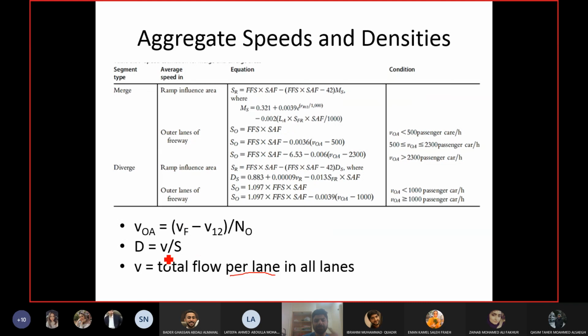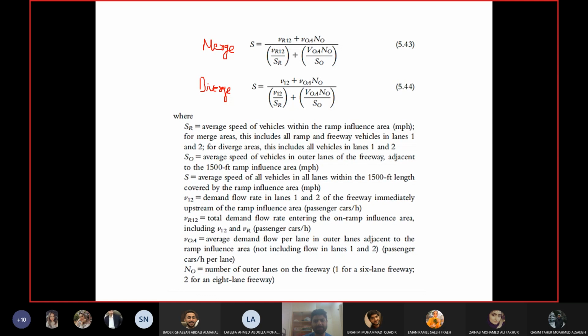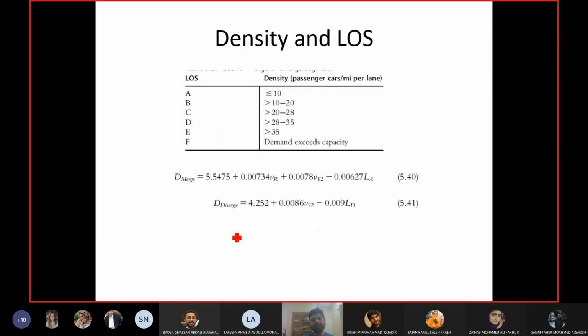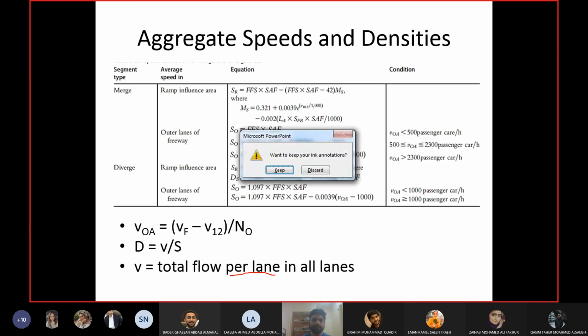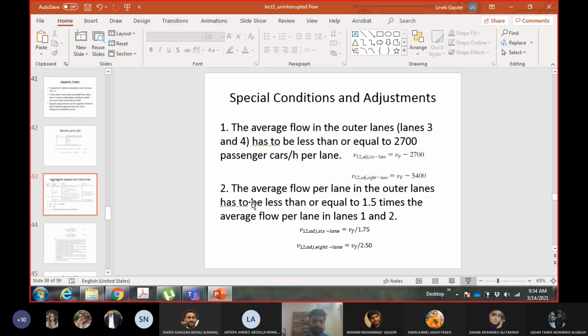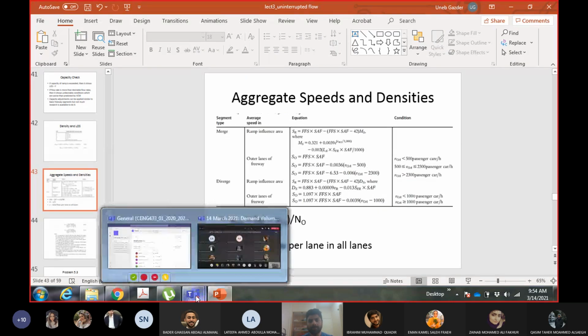Then you will calculate density. First of all, take the total freeway flow, divide by number of lanes to calculate flow per lane. Divide by S, which will come from the equations. So you get the density, and then check the values from here. So there are two types of densities. You can calculate the density for the adjacent two lanes, and you can also calculate the density for the entire freeway segment if you have a 6 or 8 lanes freeway. So tomorrow, as I said, we will do an example, inshallah, and try to clarify more things there.